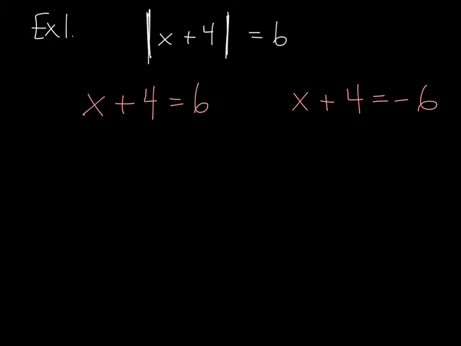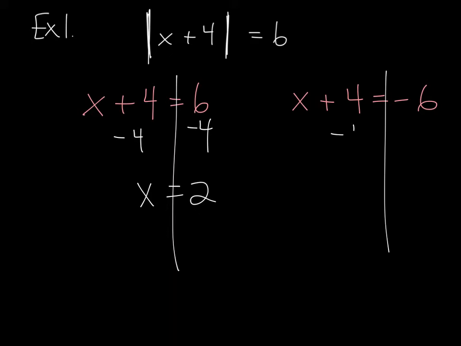Then I'm going to solve it exactly like I've solved. Same rules apply for solving equations once we separate. So I'm going to subtract 4, draw that bar if you need it, and I'm going to be left with x equals 2, and I'm going to subtract 4, and x is equal to -10.